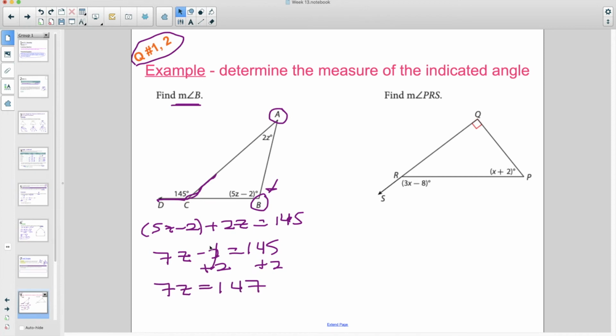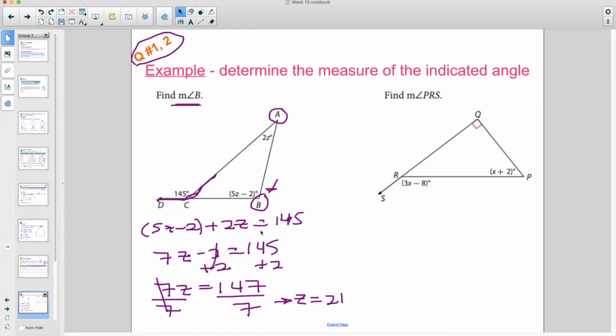Last step to get z, let's divide our 7 off. So if you go ahead and do that, our z comes out nicely, right, to 21. So that's the first piece. Remember, our goal is to solve for the measure of angle B.